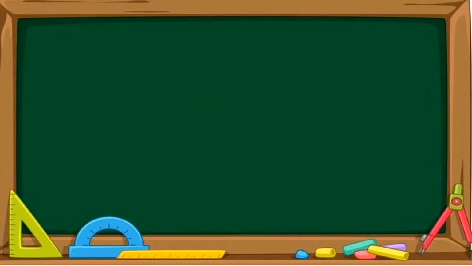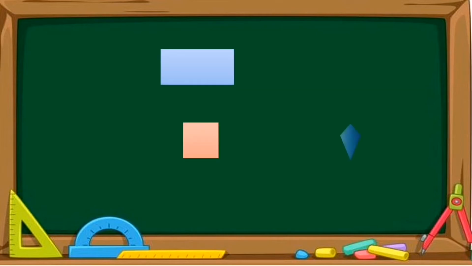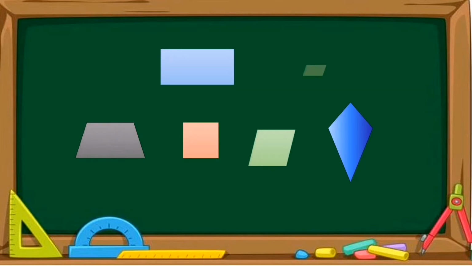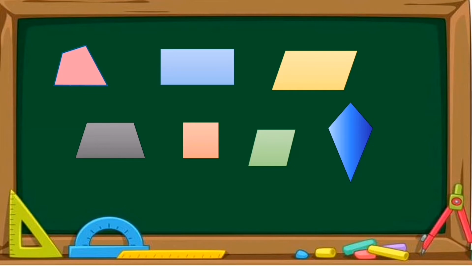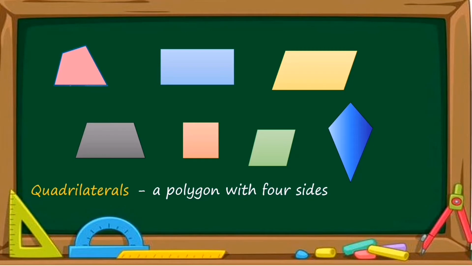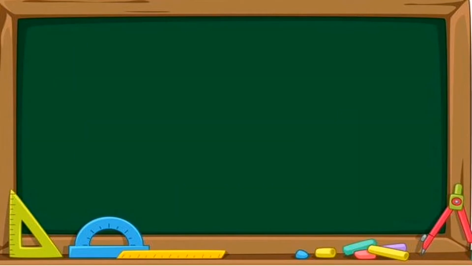To start with, do you still remember the name common to these figures? Yes, they are quadrilaterals. Do you know what is a quadrilateral? A quadrilateral is a polygon with 4 sides. Now, let us organize the quadrilaterals according to its definition.